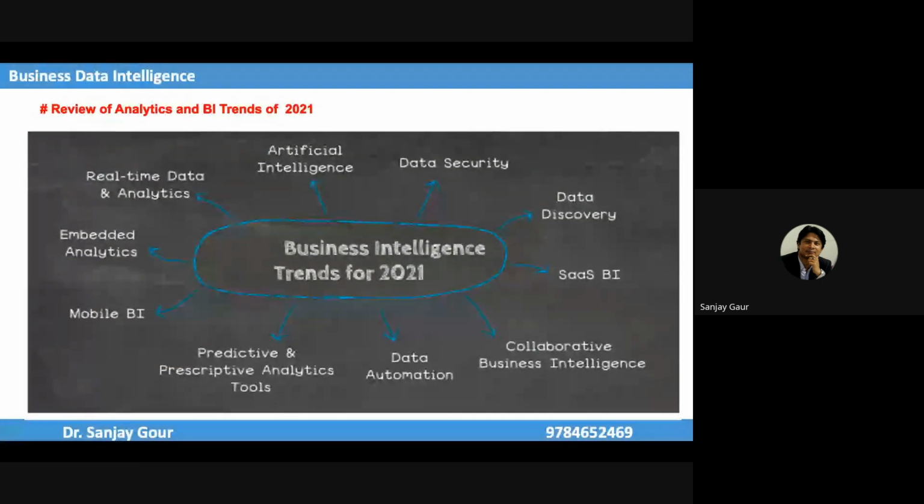So, talking about 2021, what are the basic ingredients to develop business intelligence? These are real-time data analytics, artificial intelligence tools, data security, data discovery, SaaS business intelligence, which is associated with the cloud directly, collaborative business intelligence, data automation, predictive and prescriptive analytics. Till now, we can say that the picture has not changed. Whatever the requirement of business intelligence was in 2021, we are at the same pace, but there is some improvement in quality and services, right?